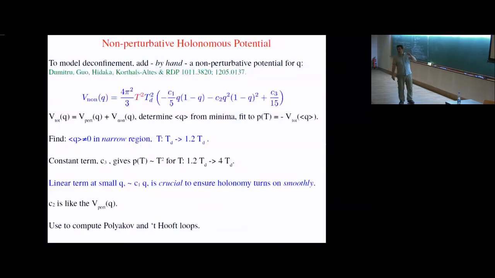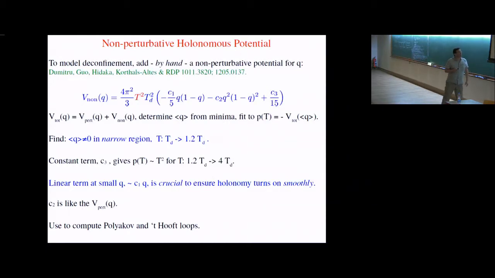So this is a model that I developed with Adrian Dumitru, Yun Guo, Yoshimasa Hidaka, and Chris Pisarski-Altes. What we do is by hand, we add a potential for this variable Q. You can generalize this to higher N, but you can get the basic point from two colors. And then what we'll have is a potential that's a sum of a perturbative term and a non-perturbative term. This you can think of as representing, integrating out whatever fluctuations you think drive confinement, whether it be dyons, bions, strings, or whatnot.